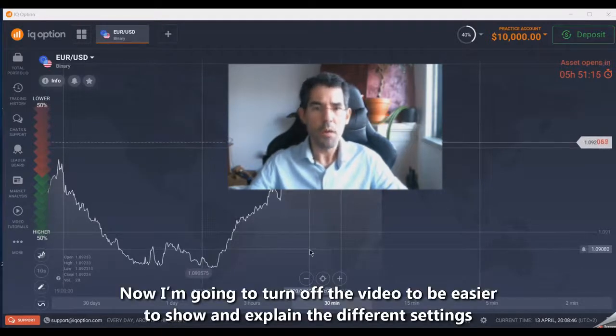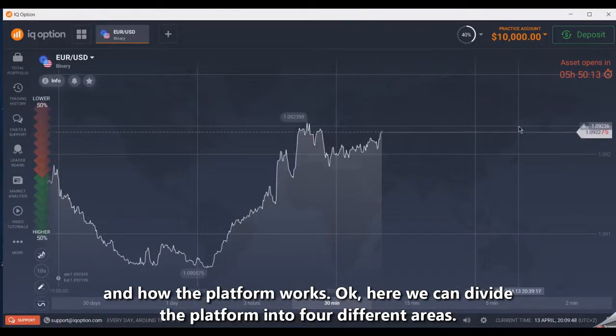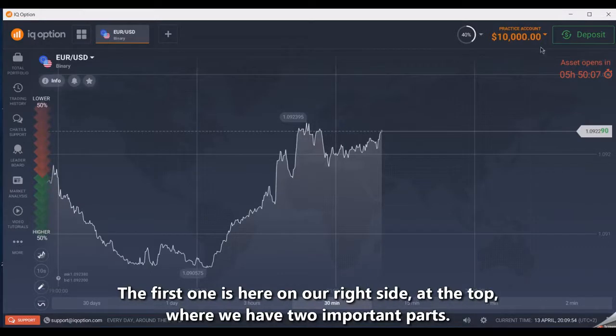So now I'm going to turn off the video, okay, to make it easier to show and explain the different settings and how the platform works. Okay, so here we can divide the platform into 4 different areas. The first one is here on our right side at the top, where we have 2 important parts.